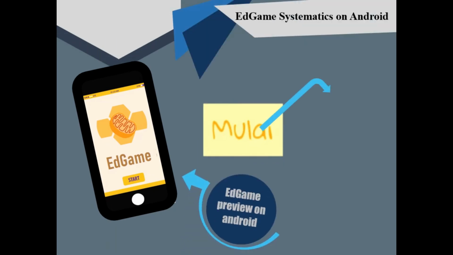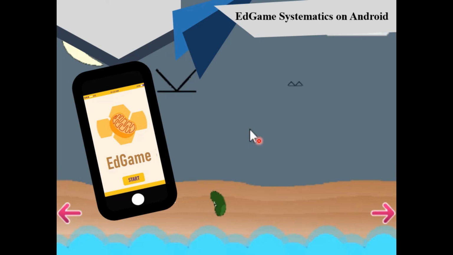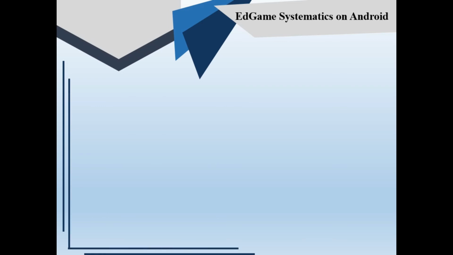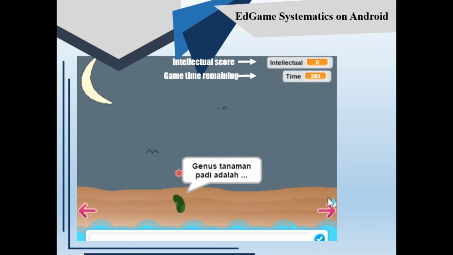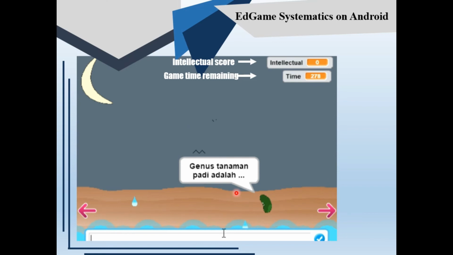The initial appearance of the Edgame brings up the logo, then players are presented with a start button, which if pressed, the game will start immediately. As shown in the picture, there are green bean seeds that will grow and level up if there is sufficient growth factor, and players are also challenged to complete the intellectual questions that we present. In one game, there are 7 to 10 questions to be answered.